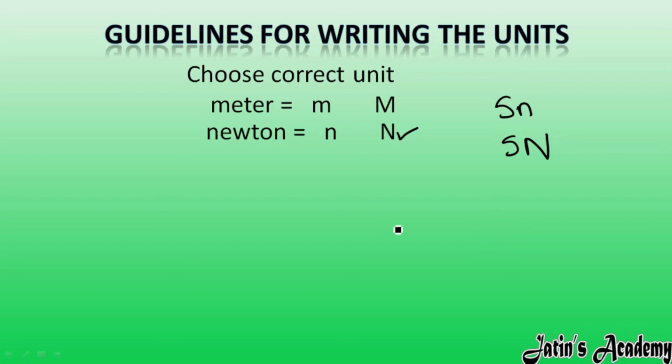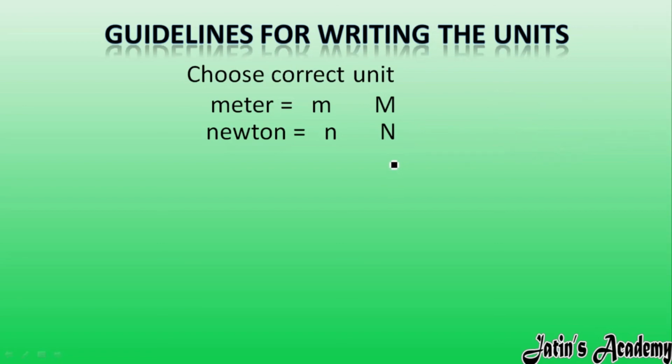So this is the correct answer. Newton you will write like this. If the unit comes from an ordinary name, like meter, not from a scientist's name, then an ordinary-name unit you will write in small letter. But if the unit came from a scientist's name, actually Isaac Newton is a scientist's name, so if you write a unit from a scientist's name, that unit you should write in capital letter.